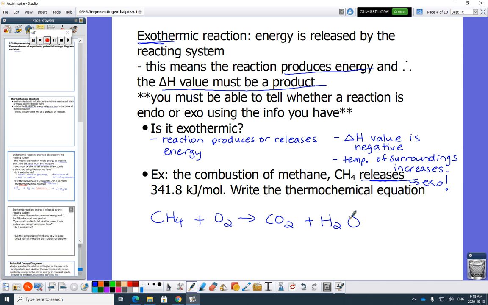So when you go to do these questions in the textbook, sometimes it doesn't say what the reaction is, and you have to write it and then make sure it's balanced. And then we want to include the energy. So now the energy value is going to be a product.